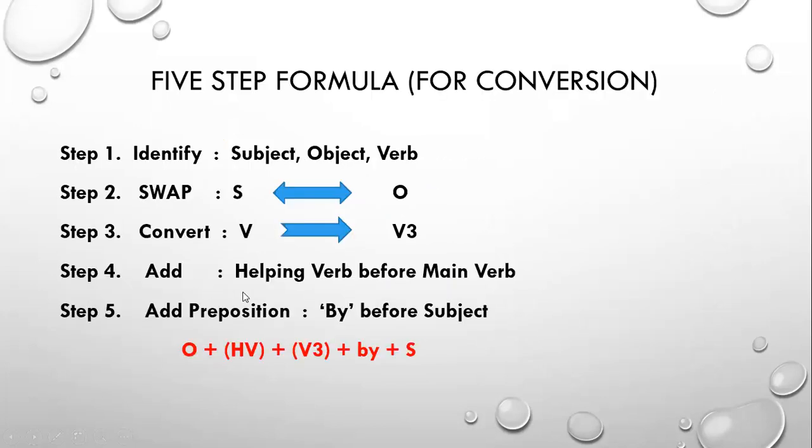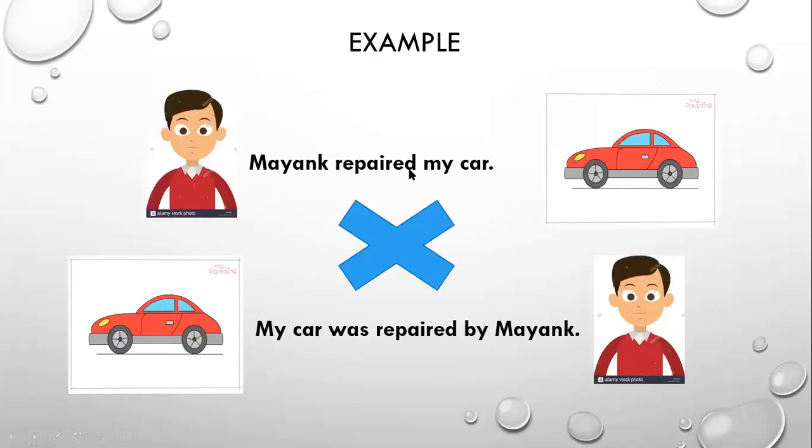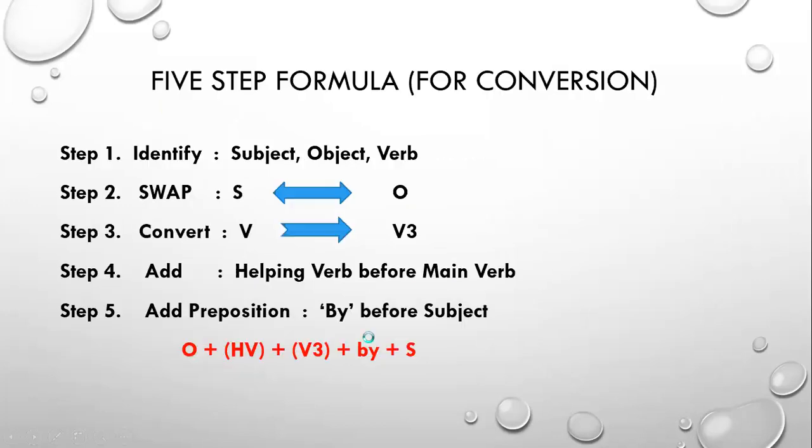Now step 4 is helping verb before main verb. Now this is the only difference that we are going to observe in all the different tenses. Helping verb always changes with the changing tenses. With simple present, present continuous, present perfect, in the same way in past and future, it always changes, right? So here the sentence was simple past, so helping verb is was. I use helping verb was.